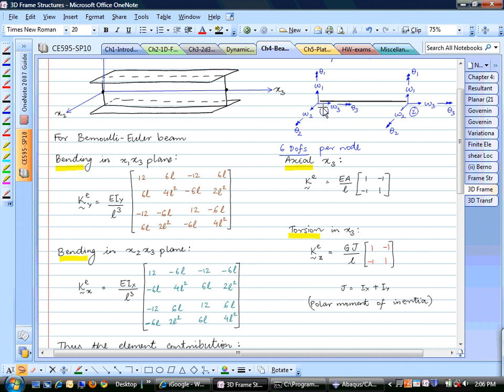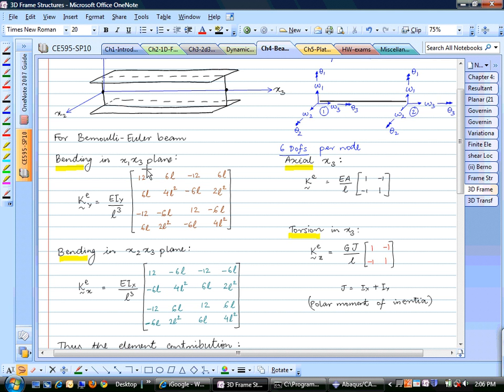So what you could do is set up the element stiffness matrix for this element using either Timoshenko beam or Bernoulli-Euler beam. Here what I'm showing you is the Bernoulli-Euler beam. If it is in x1, x3, we had this stiffness matrix before, and this is connecting W1 with this W1, and theta 2 with this theta 2. So this is W1, theta 2, W1, theta 2 for the 4 columns and the 4 rows.